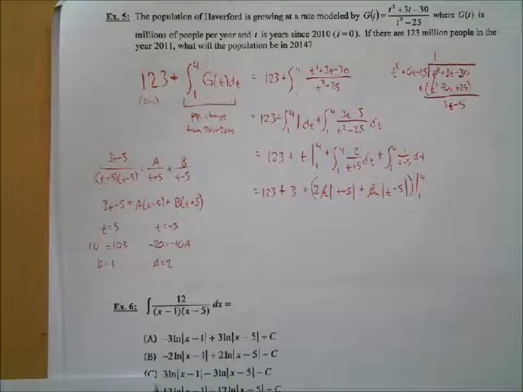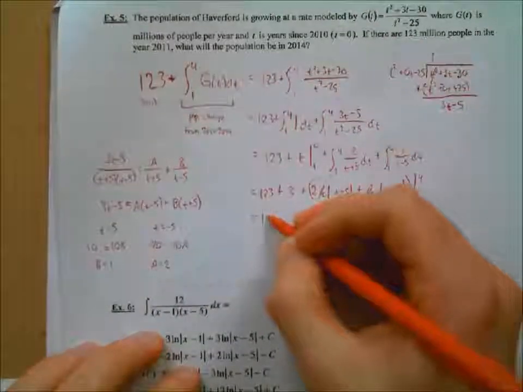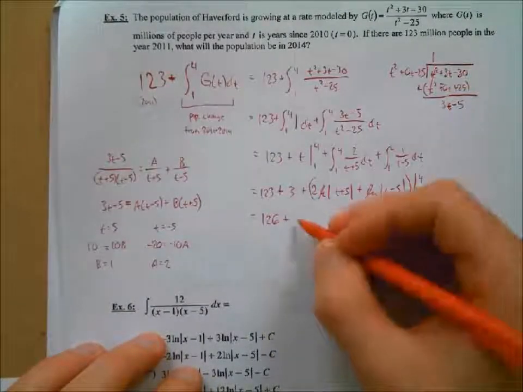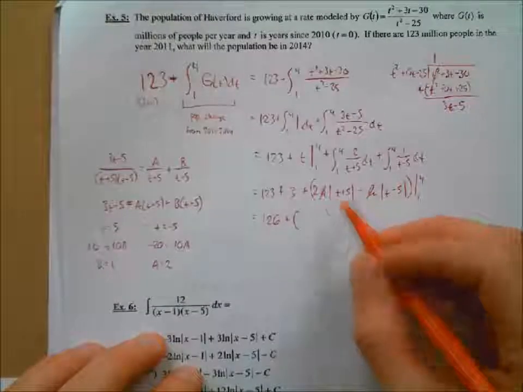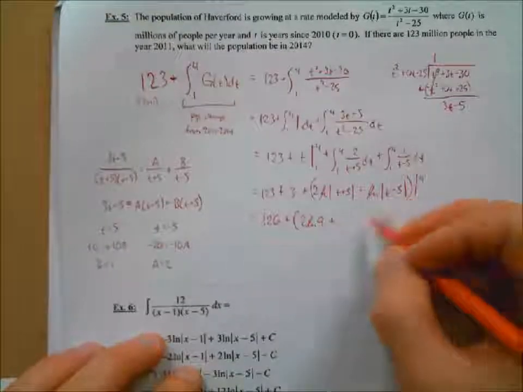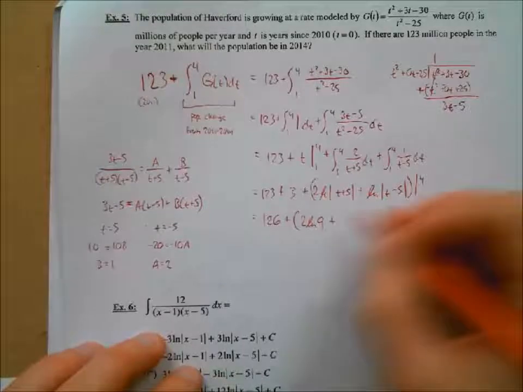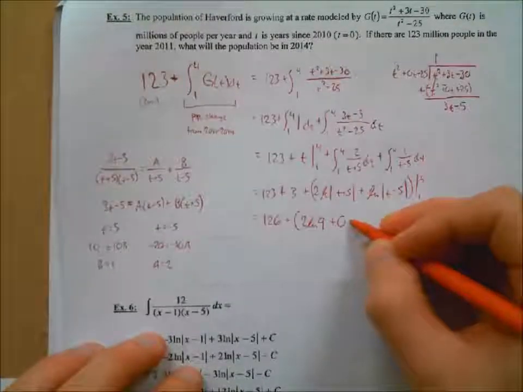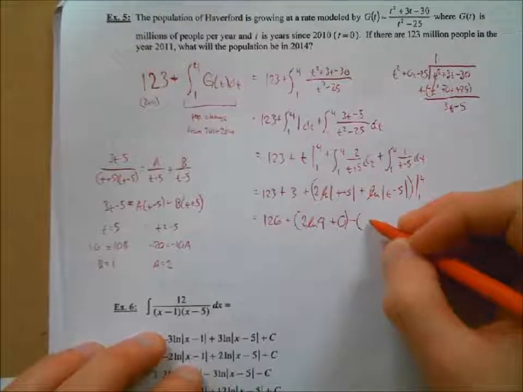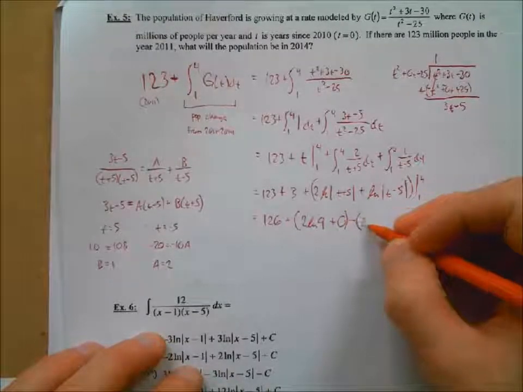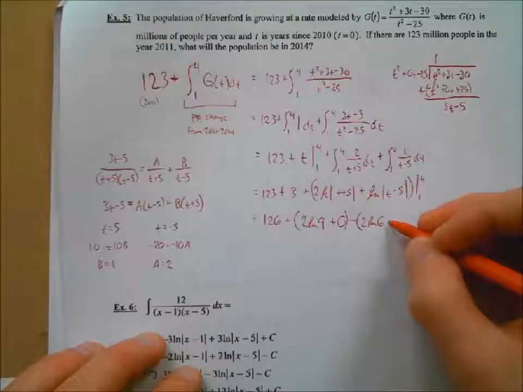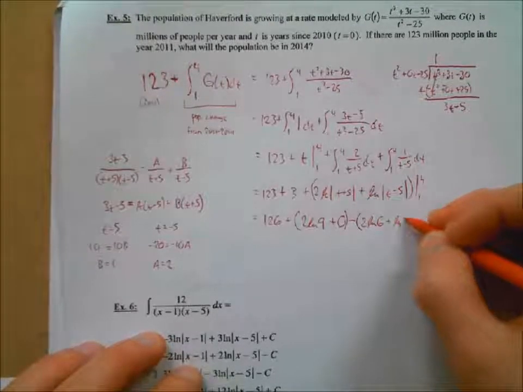So I'll go ahead and put the 123 together with 3, make it 126. Okay, and let's see here. So we'll have 2 ln of 9, plus ln of 1, which is going to be 0. Minus, and then 2 ln of 6, and then 1 minus 5 would be negative 4, plus ln of 4 there.